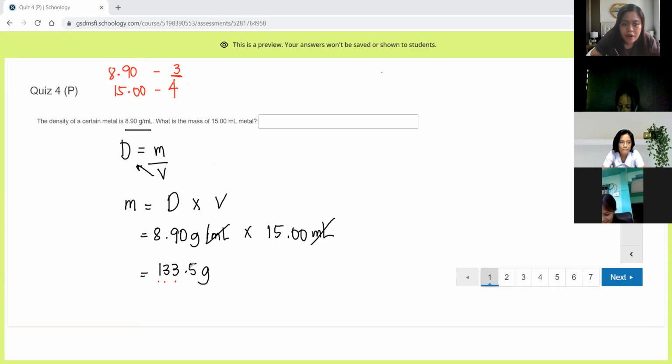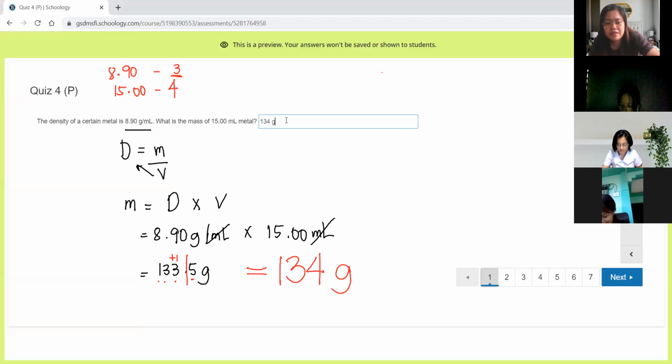But didn't I say you have to consider the next digit, and this is 5. Since it is 5, when it's 5 to 9, you add 1 to the next digit, which means the correct answer for this problem is 134 grams. Okay, questions about this problem? 134 grams. Did you get the correct answer here? Yes, ma'am. Okay, very good. So again, that's 134 grams.